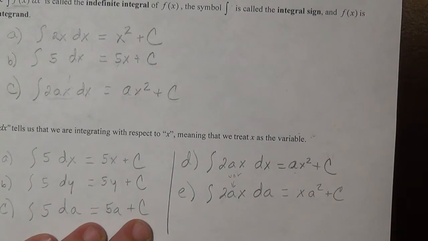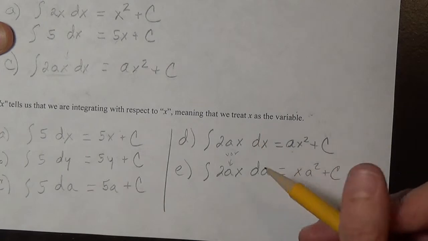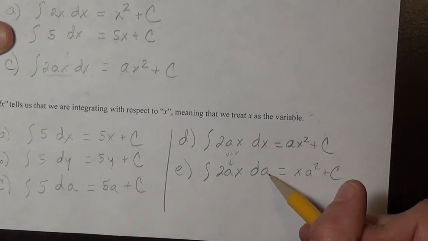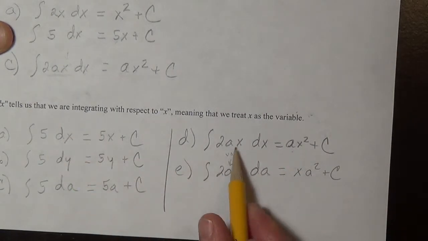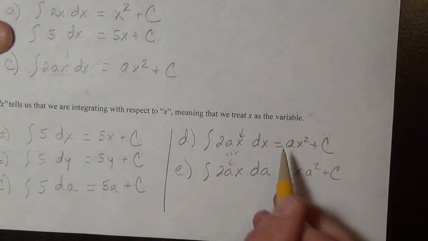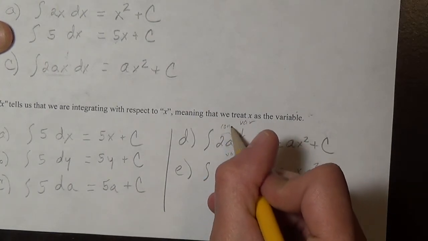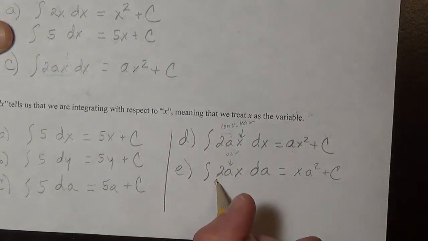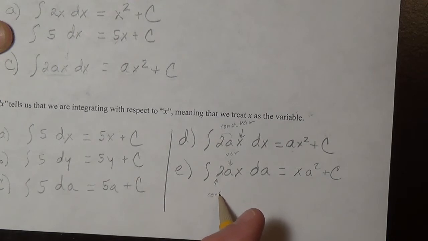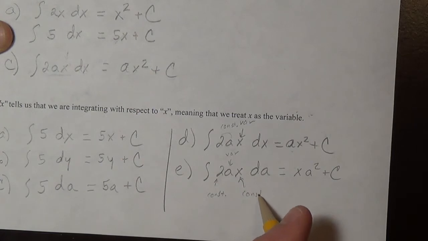I don't mean to confuse anyone, but I just want to make sure that we understand what the dx or da or whatever you see is telling us: which letter is the variable and which ones we're going to treat as constants. So these would be constants, that's the variable. In this case, this is a constant, and in this case, x is going to be a constant. We're going to treat it as a constant, and a is the variable.